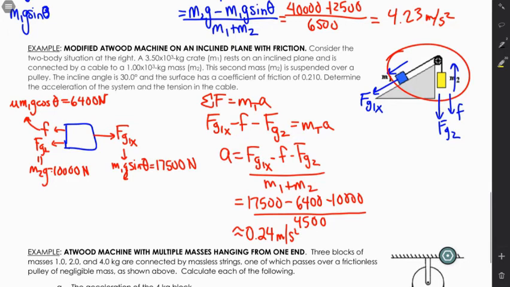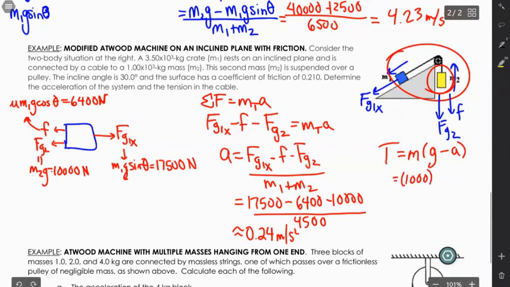Now, which one would be the easier one to find the tension for? The hanging block, because the tension just boils down to mass times g minus a. And so that's going to be 1,000 times 10 minus 0.24. It's something like 9,800, or the way we have it written, it'll be 9,760.